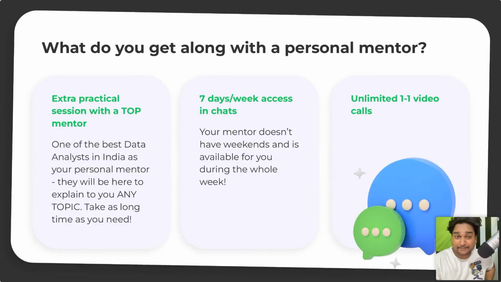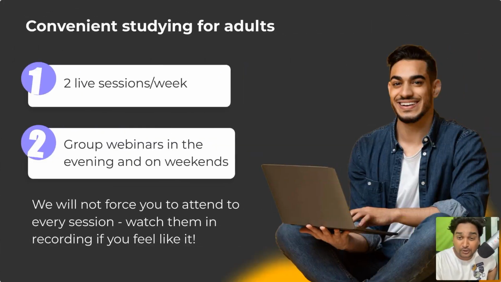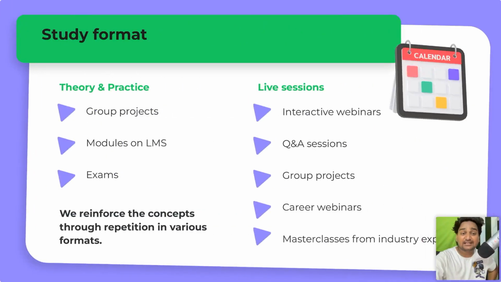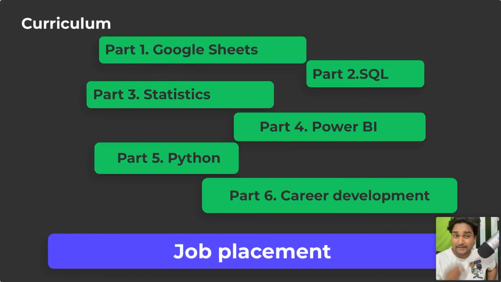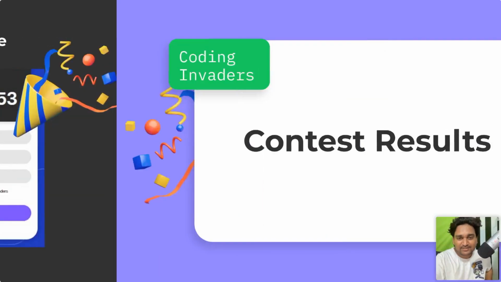You will get extra practical sessions, 7 days access to the chat, unlimited one-on-one video calls, 2 live sessions and group webinars. All these things you will get in a job guarantee batch. Group project, modules on LMS, exam, interactive webinar, Q&A session, career webinar, master class with industry expert. These are the skill sets that are the only requirement to become a successful data analyst and start earning more than 10 lakh package. That is Google Sheet, SQL, statistics, Power BI, Python, and career development support and training to get a job. Let's get started.